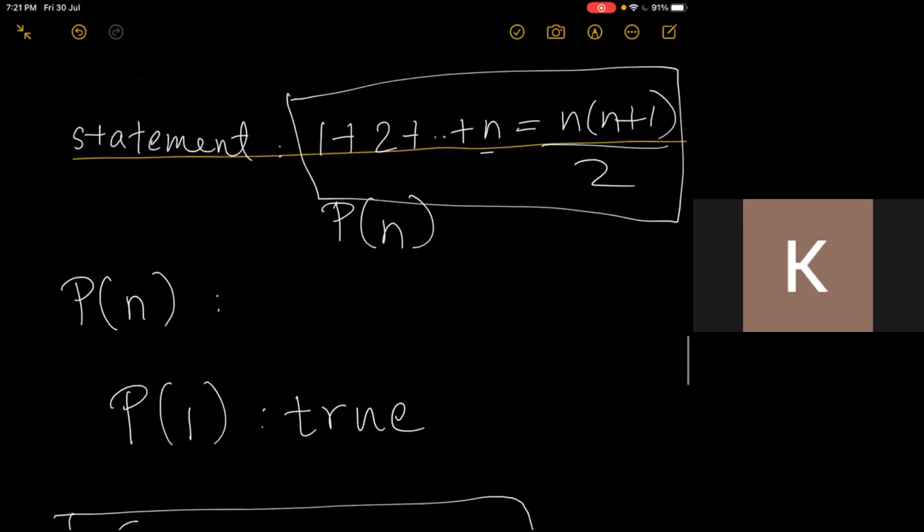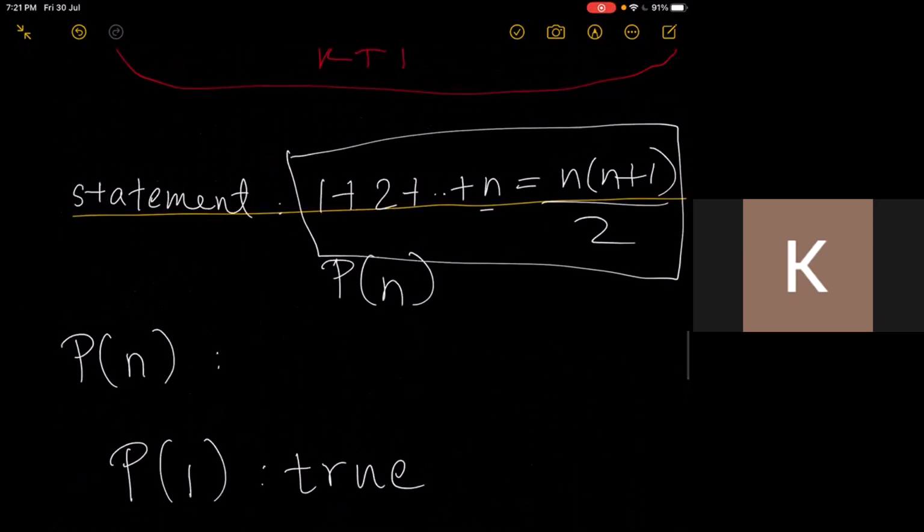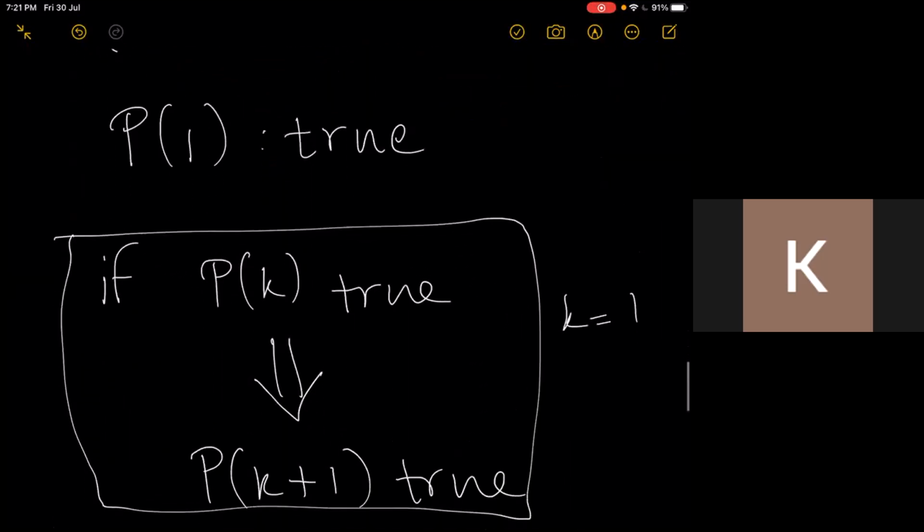Everyone understood what happened till now? If anyone did not understand, please tell me now, because I will be using this a lot today. Okay, so everyone understood, I think.